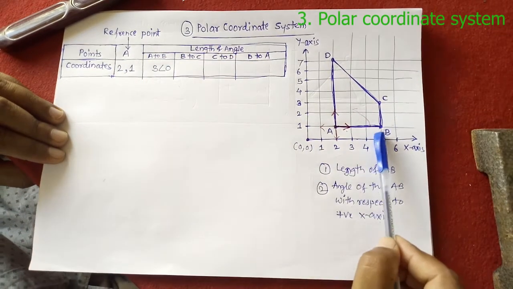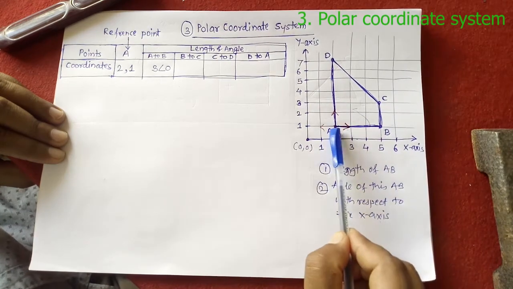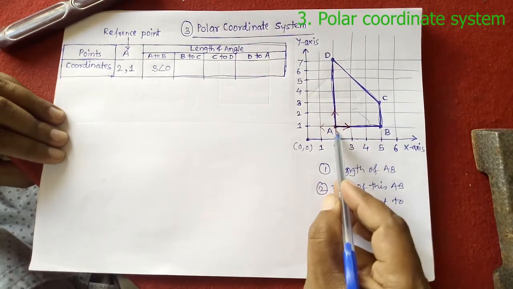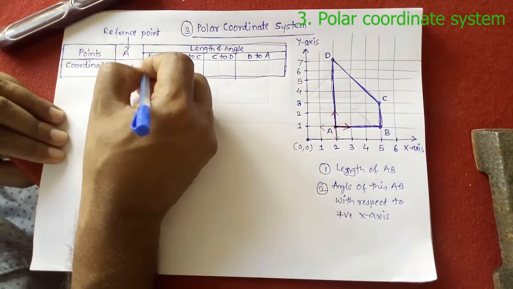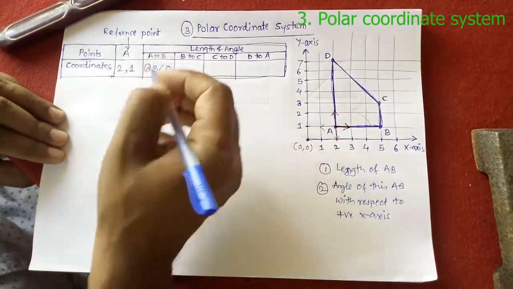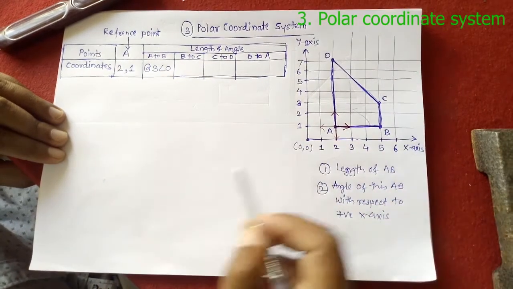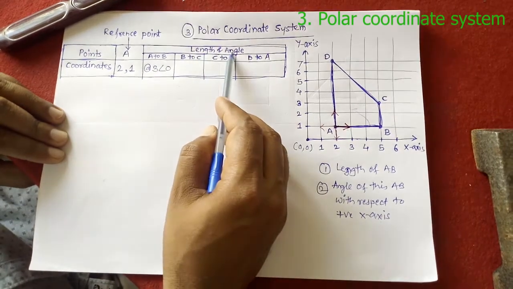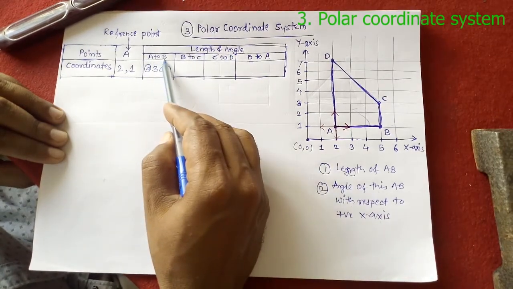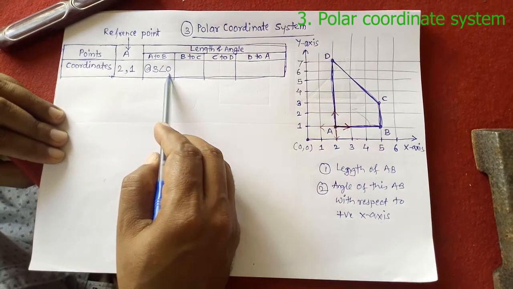And as we have calculated this length and angle with respect to the earlier point, that is A, therefore we must put @ symbol before the coordinate of this point B. So we have calculated length and angle of line A to B. This is nothing but 3 at an angle 0.